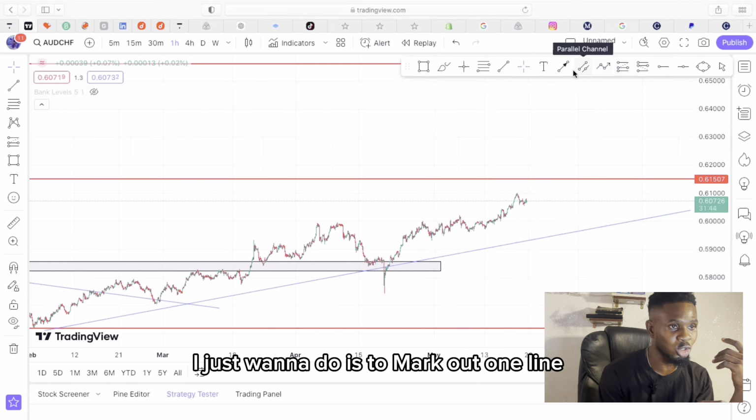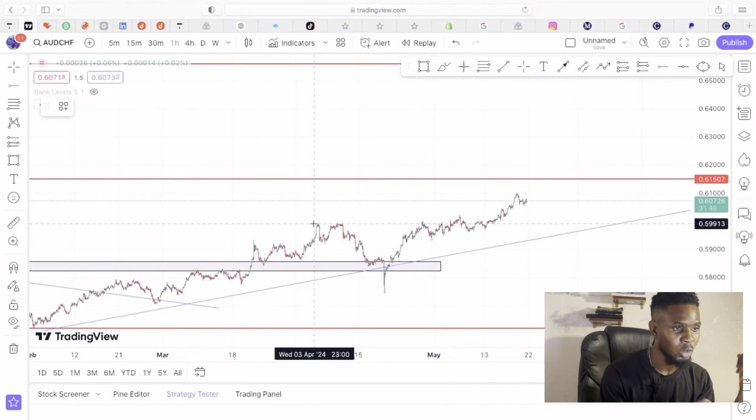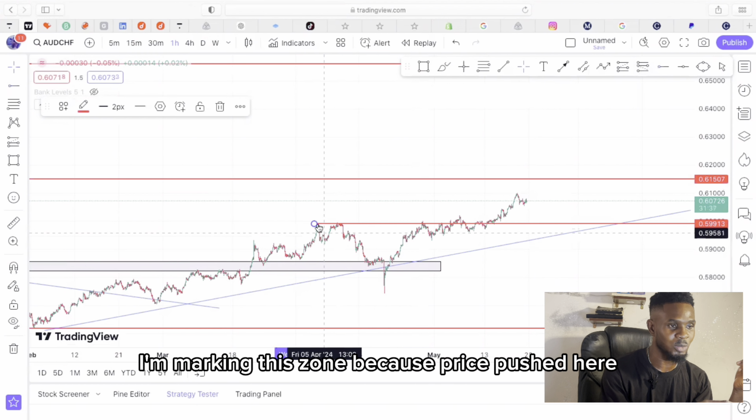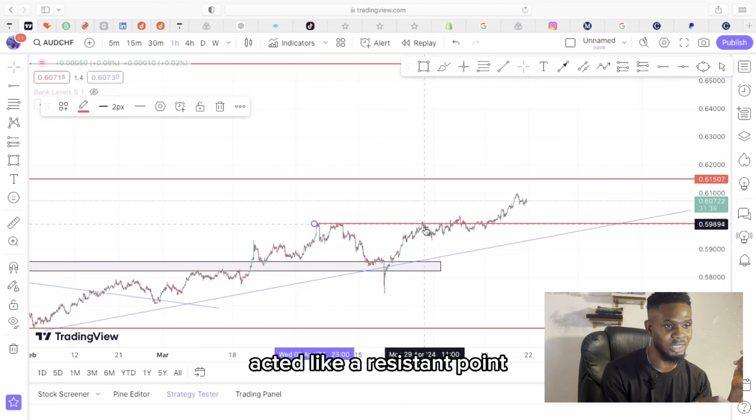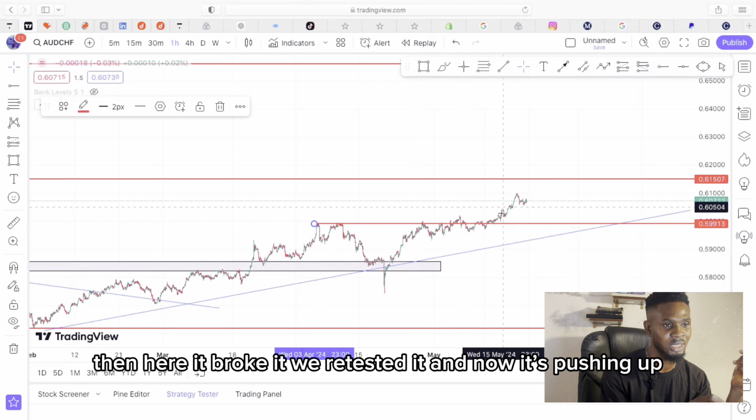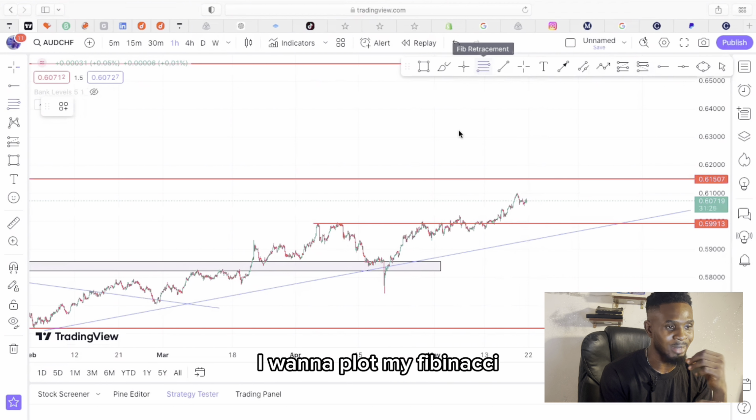Now, the first thing I'll just want to do is to mark out one line, which is this zone here. Why am I marking out this zone? I'm marking this zone because price pushed here, came here, pushed here again, acted like a resistance point. Then here it broke it, retested it, and now it's pushing up. Now, another reason why I'm marking out this zone is I want to plot my Fibonacci.